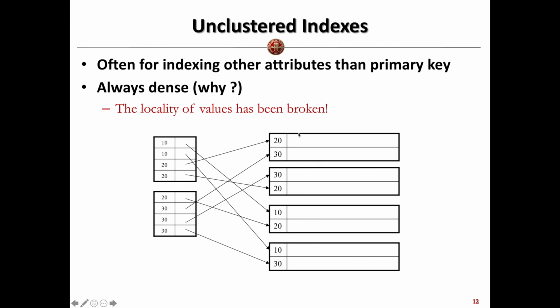Because we don't have any order for these records on the desired search keys, we always have to build a very dense index table to help us, right? Because of this reason, the order has been broken in real-world database systems, and we have to build very dense index tables. Okay, so these are the different examples of the index tables we can create in database systems.